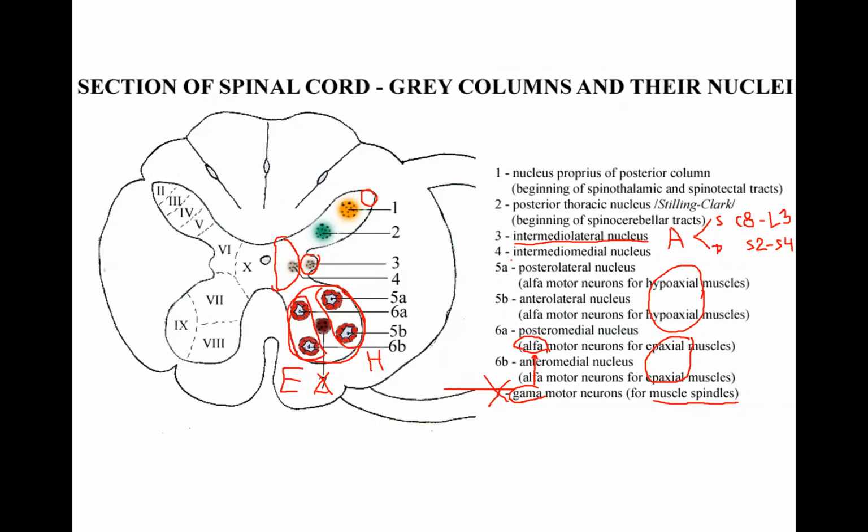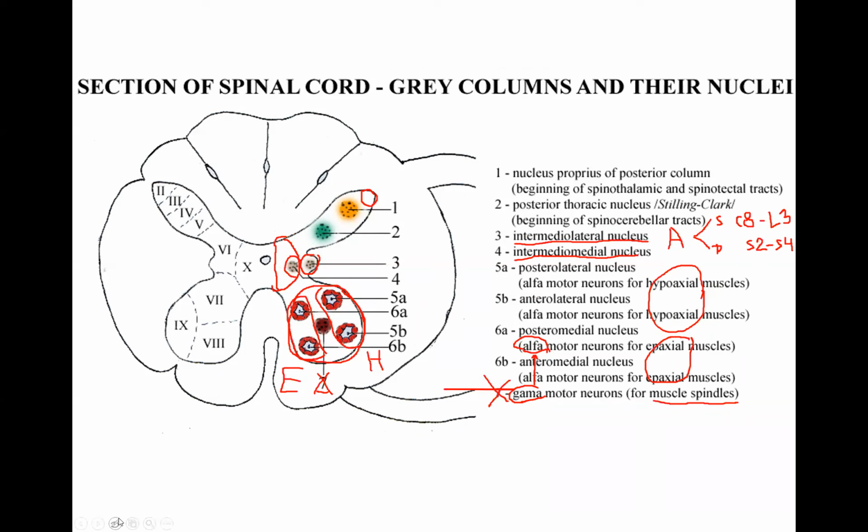So that's the visceromotor intermediolateral nucleus. The viscerosensory intermediomedial nucleus is this one, and it's viscerosensory for the same areas as the visceromotor intermediolateral one. So this is the autonomic area. And then the most complicated is the posterior horn.